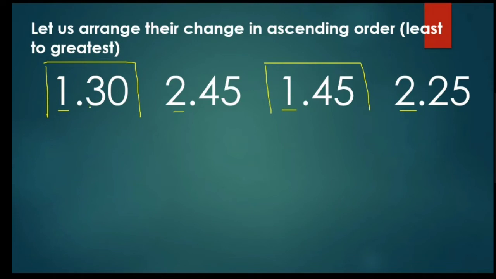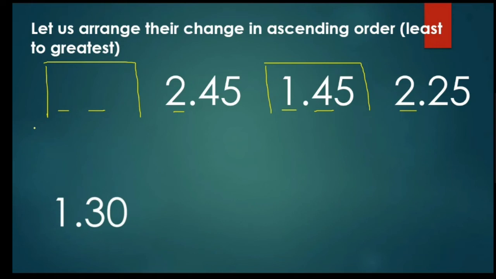If you compare 1.30 and 1.45, since they have the same whole number, we are going to move on to the next place value, which is the tens place. So we have here 3 and 4. Between 1.30 and 1.45, 1.30, which has the tens digit 3, is the smaller one. So it means you are going to use it as the first number for our numbers in ascending order. This will be followed by 1.45.